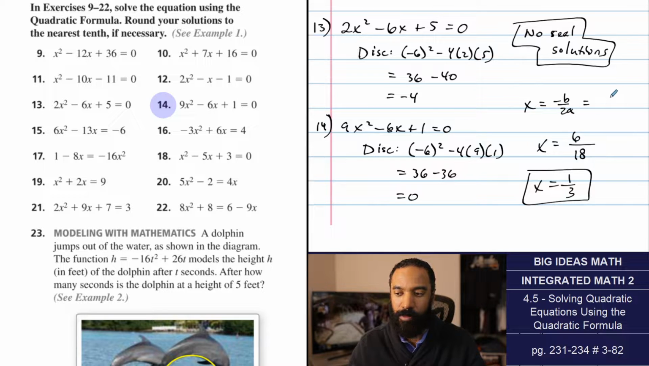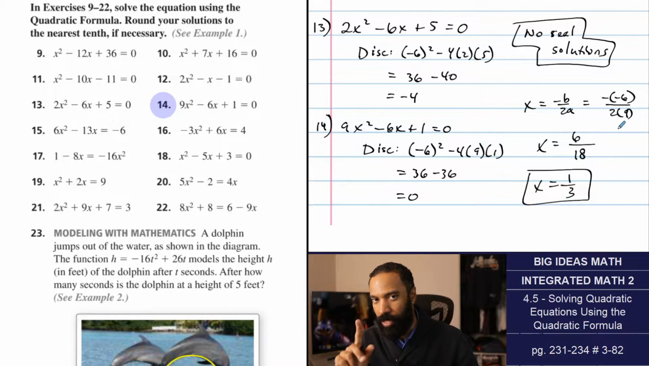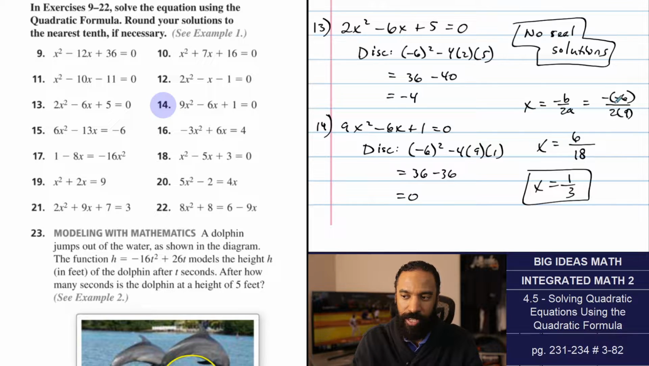Same thing as the axis of symmetry talk, right? Opposite of negative 6 over 2 times 9. 6 over 18 is 1/3. It's one single answer because the vertex is on the x-axis.